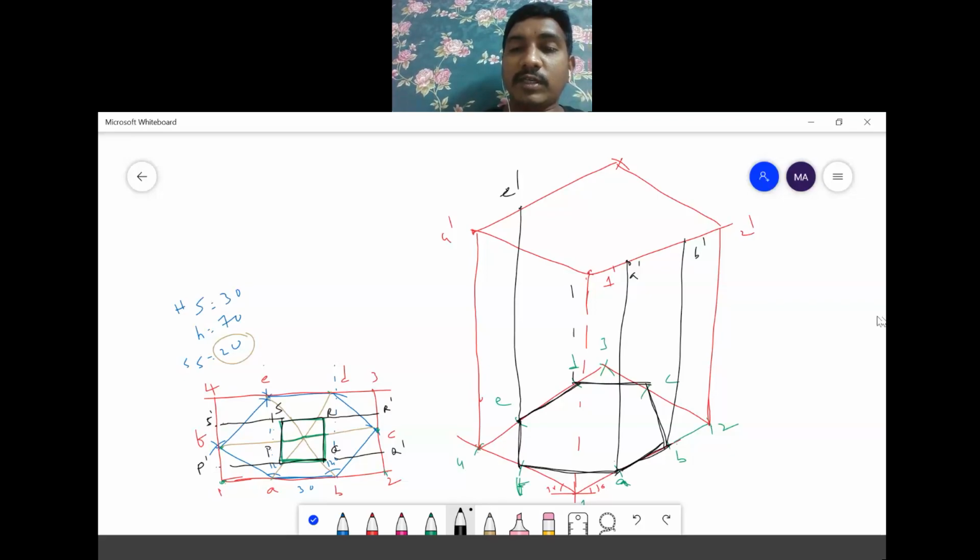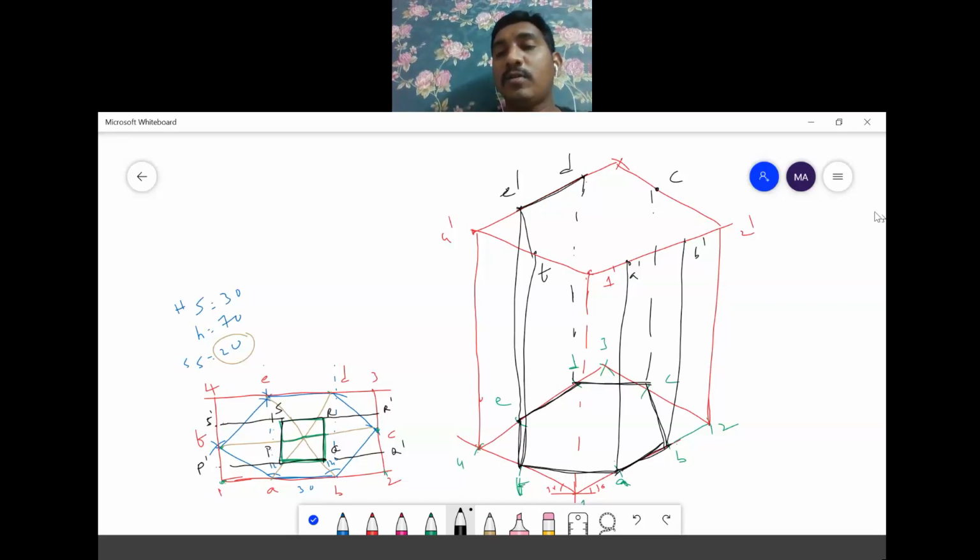This one I am projecting on here. I will get a point here, that is D. I'm projecting this point here. I will get a P point here. I'm projecting a point here. Then I am joining all these points.